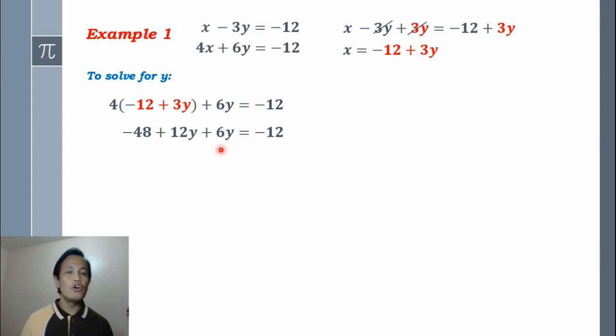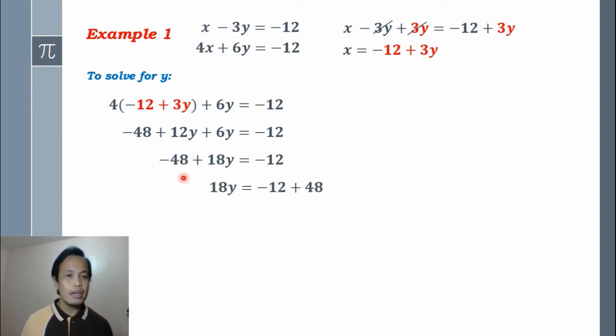The next is to combine like terms. We have 12y plus 6y. So that would give us positive 18y. What we did with negative 48 is we just simply copy negative 48. Now to eliminate negative 48 at the left side of the equation, we will use the addition property of equality because this is negative. So we will add 48 here. Of course, we will also add 48 at the right side. In this case, we can cancel out negative 48 plus 48.